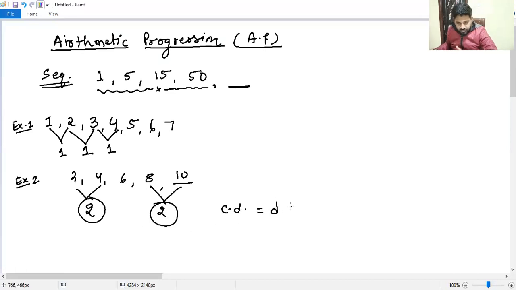So here the common difference is 2, and the first number of this progression is known as the first term. The first term is denoted by small a.